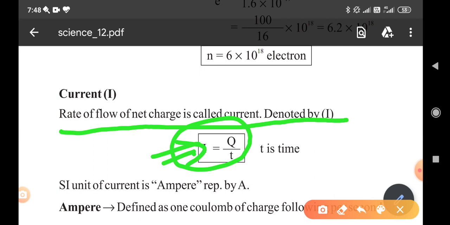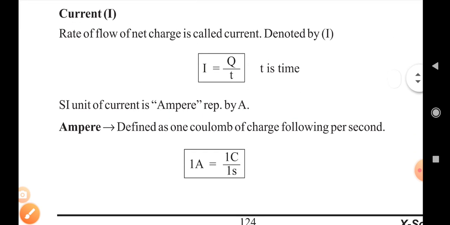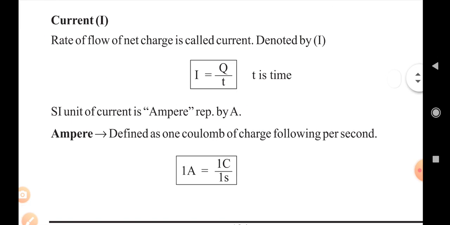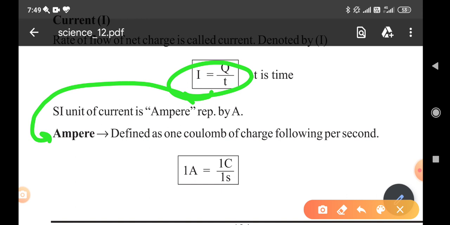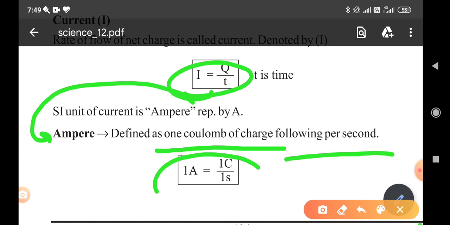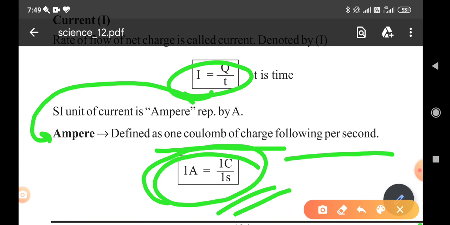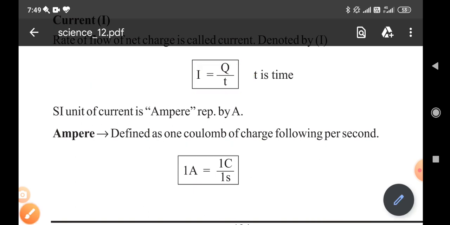The SI unit of current is ampere, which is represented by A. Ampere means current, equal to charge in coulomb divided by time in seconds. So we can define 1 ampere by using this formula. When 1 coulomb of charge flows per second, we have 1 ampere equal to 1 coulomb by 1 second, or 1 ampere equal to 1 coulomb per second.